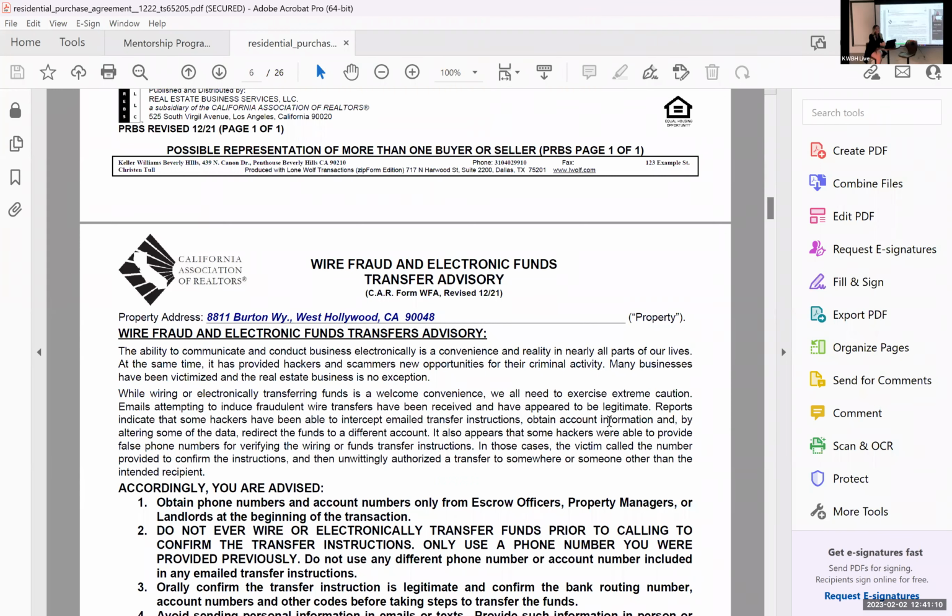And remember, escrow can move heaven and earth and you need them on your side. So you want to have that personal touch. Then you will verbally verify these wire instructions with the buyer and the escrow officer to make sure they're accurate, legitimate, and safe. All right.